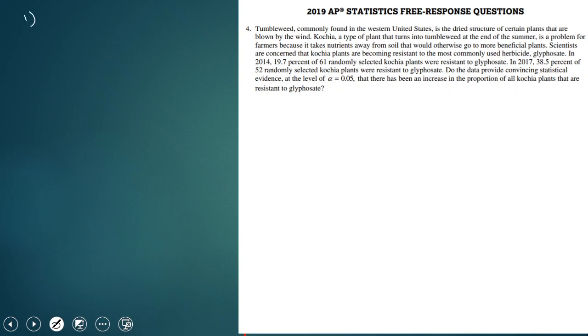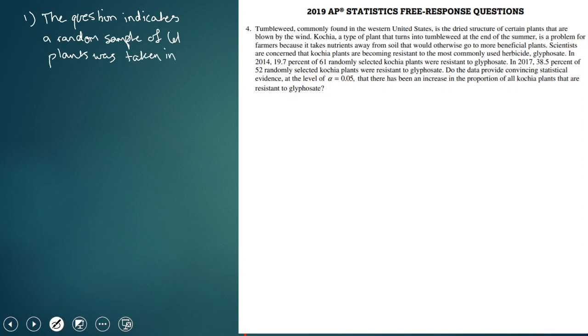Okay, so now that we've stated a condition, we have to state why it's true. So 1. Well, the question indicates that we take a random sample. So that can be your proof that the question indicates a random sample of 61 was taken in 2014 and a random sample of 52 was taken in 2017. Okay.